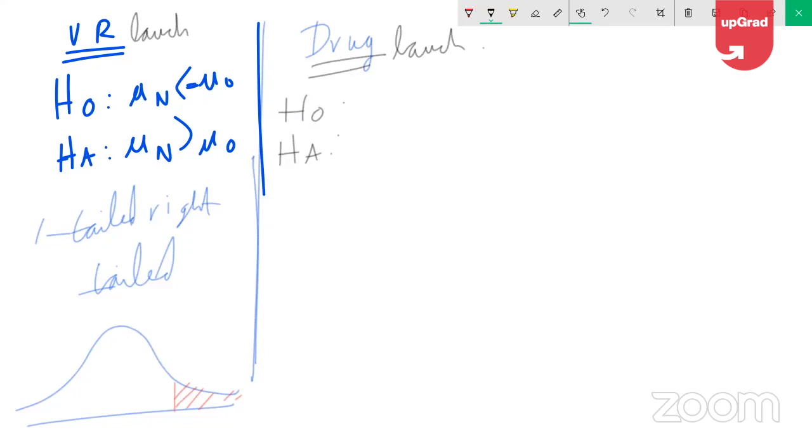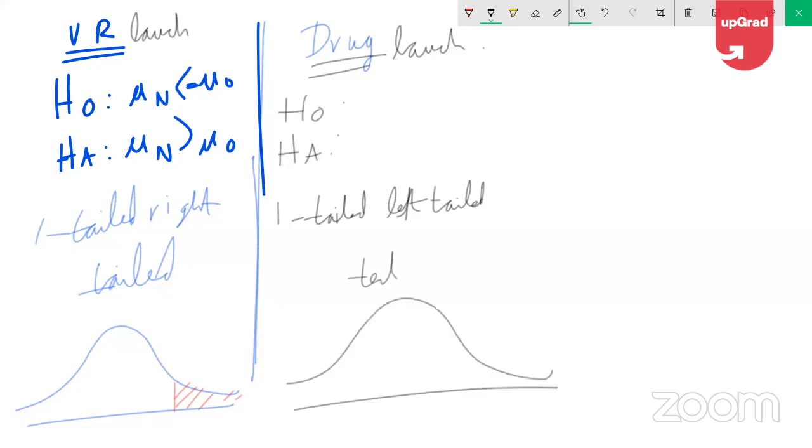By the way, just to get the nomenclature right, it's called the one-tail, left-tail test. And how does it look? You're basically checking for the left direction. So again, please don't memorize these things. It's very logical, very conceptual.